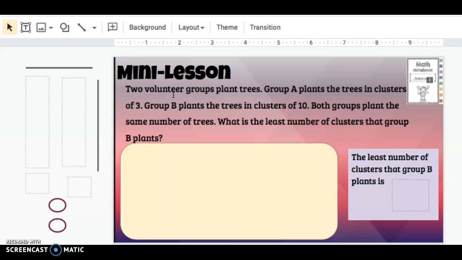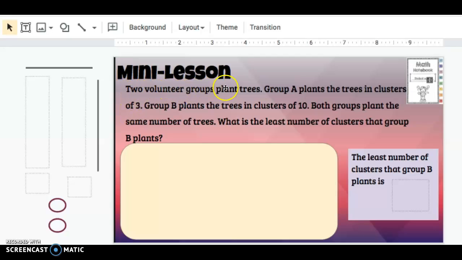So if you forget, remember on slide 6, we talked about the words in word problems that tell us it's an LCM problem. If you forget it, you always have your math notebook that you can click on that will take you to that chart, or you can just go back to slide 6. All right, so let's begin.